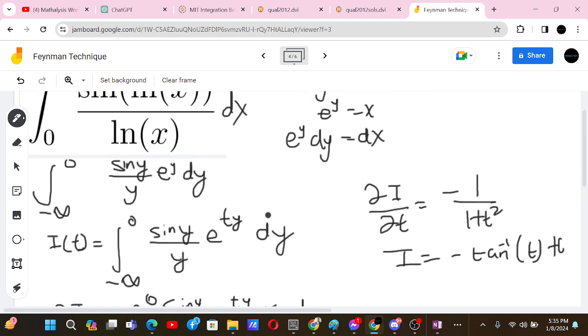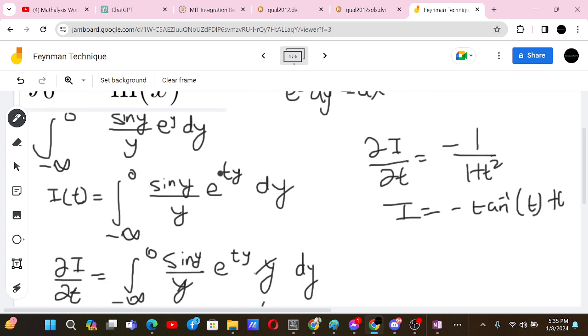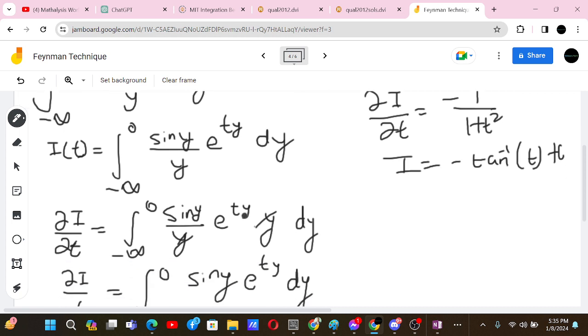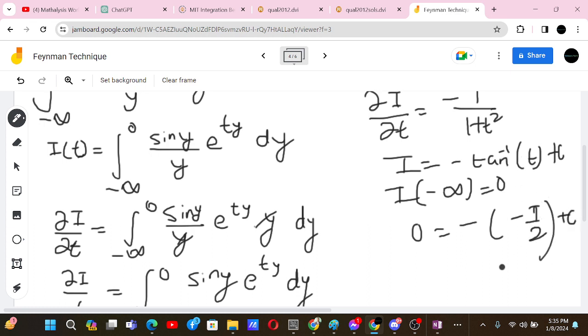Now again we can use minus infinity. If t is minus infinity, this will go to 0. So we can use that fact, I of minus infinity equals 0. So we get 0 equals minus of minus pi by 2, since tan inverse of minus infinity is minus pi by 2, plus c. So c is pi by 2.